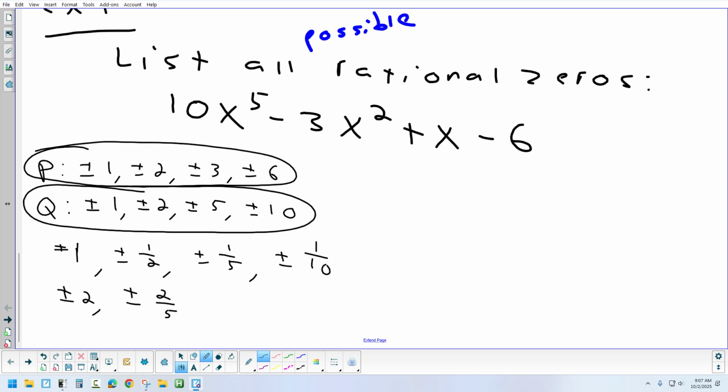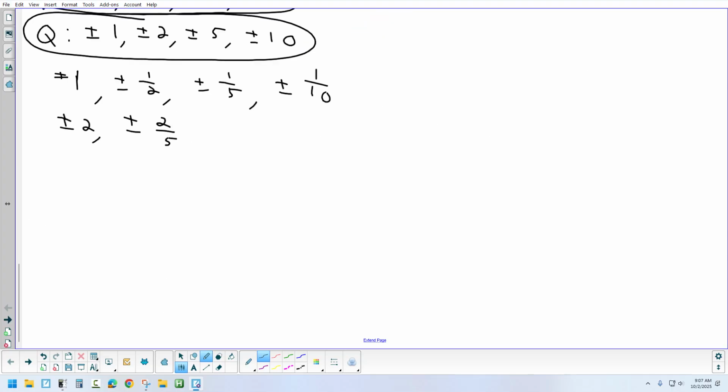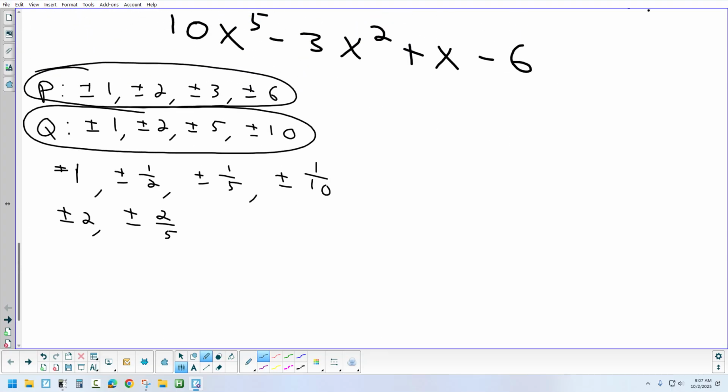Right, now let's do the 3 in the top. I don't think we have any that would reduce with a 3 in the top because 3 is prime. So we've got 3 over 1. We have 3 over 2. 3 over 5, 3 over 10. So those are all the options with a 3 in the top.